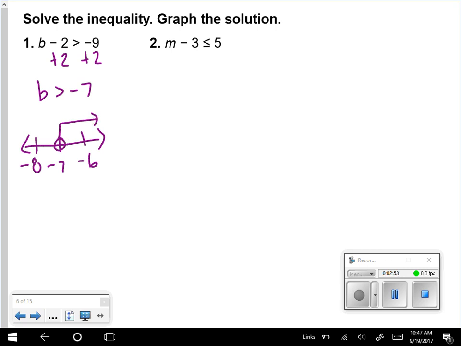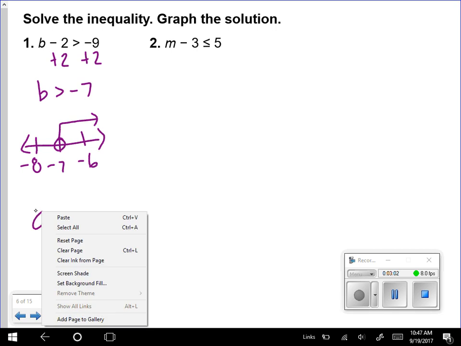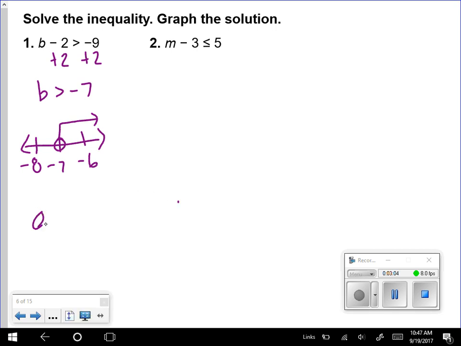So one way that we could do this, we could check the inequality, a little different than how we check equations, but I can pick any number that's greater than -7, so I can pick 0. -2 should be greater than -9, so -2 is greater than -9, that's true. I know I got it right. So any number greater than -7 I can choose to plug in to check to see if I solved that inequality correctly. So go ahead and try number 2 on your own and pause it if you need.